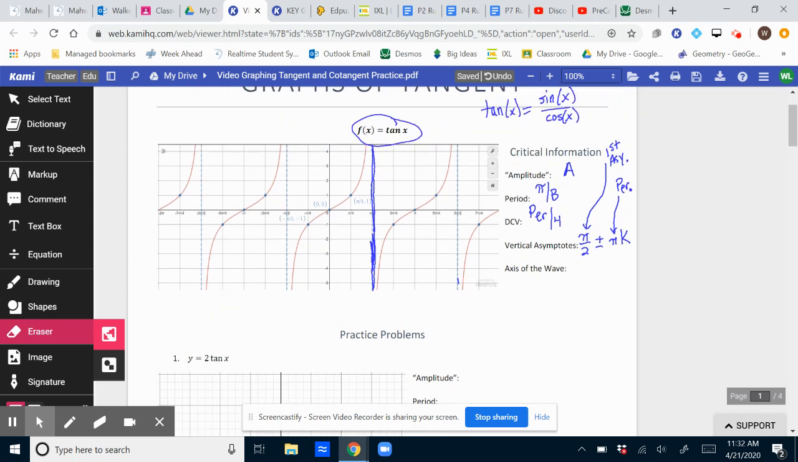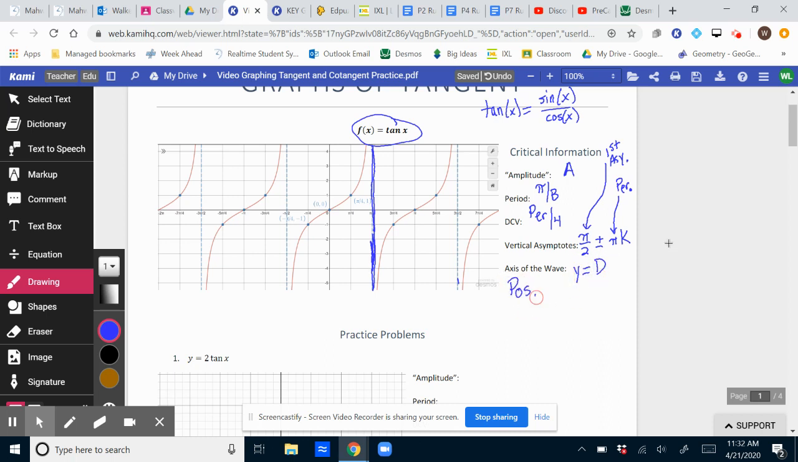All right, and then the last thing, the axis of the wave is the same. It's y equals d. Then I just want to add one more thing to these notes, positive versus negative. So a positive tangent looks like this, bottom left to top right. Negative is top left to bottom right. It is kind of a similar concept to slope.